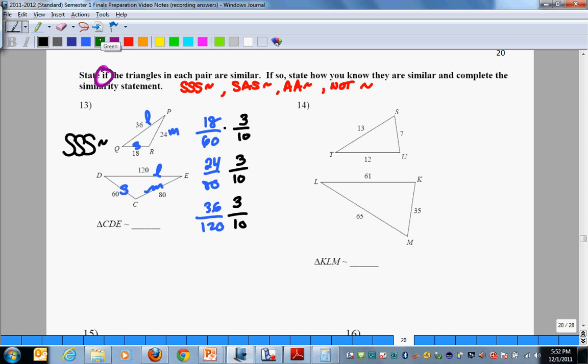Now we want to check the direction, CDE. So I'm going to go C, D, E. Notice I went across the short side, C, D, E. That's going to be similar to R across the short side and across the long side, RQP. Triangle RQP.